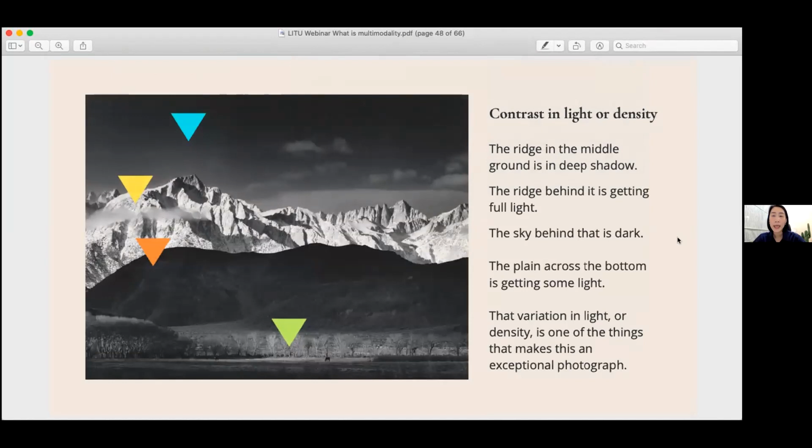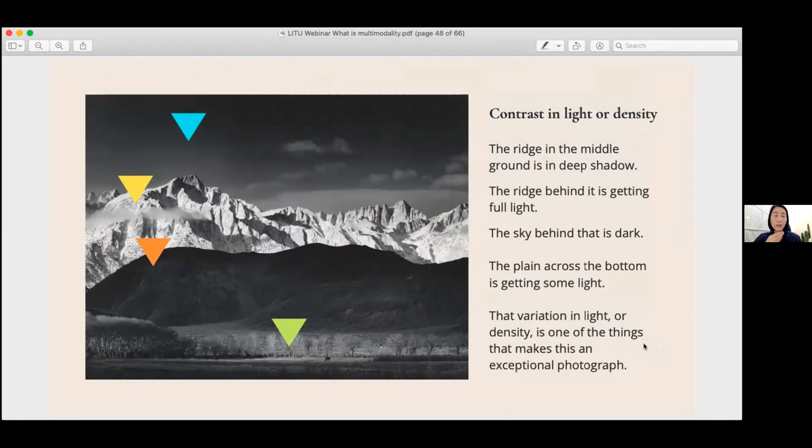But what I mentioned, contrast in light or density, is very obvious. You see that the ridge in the middle ground is in deep shadow, and then the ridge behind it is quite dark. This is light, and then this is kind of in the middle. This is dark again. So the variation in light or density actually makes it very interesting to look at.